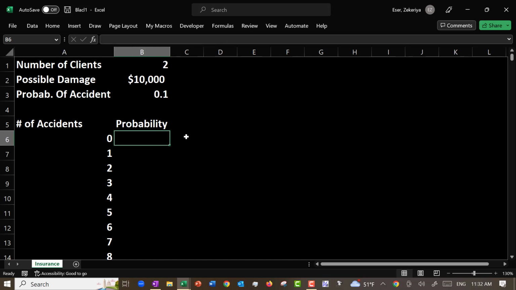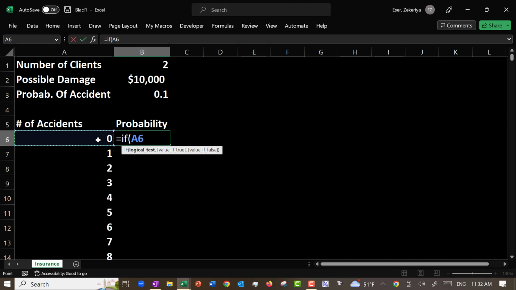If you have a fixed number of potential events that are independent of each other, and they each have the same probability of happening, if you want to count the total number of events, that's called a binomial random variable. So first of all, we're going to say if that number is greater than the total number, probability is 0. You can't have more than 2 accidents if you have only 2 clients, right?